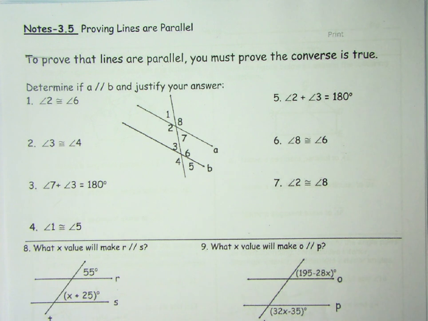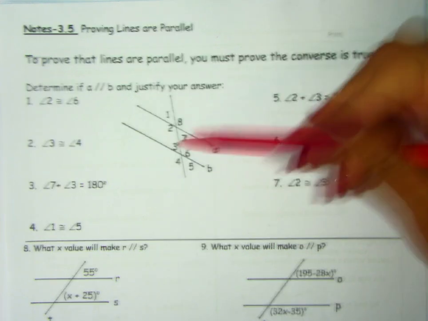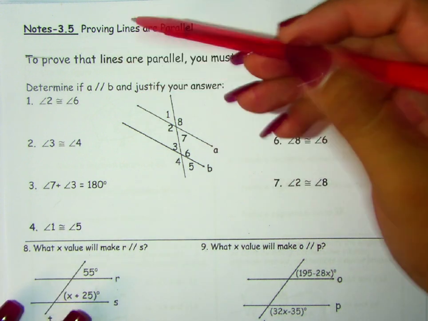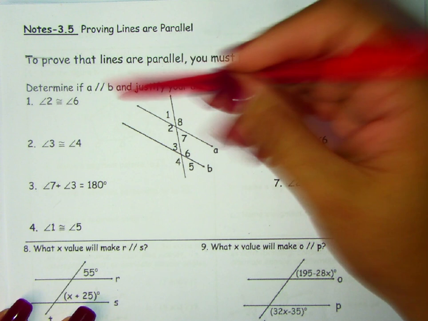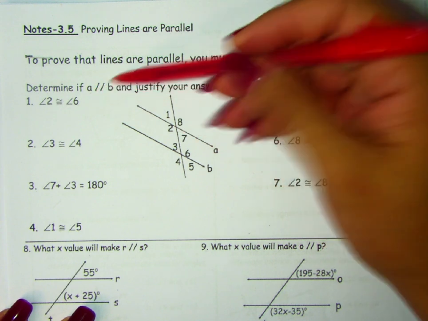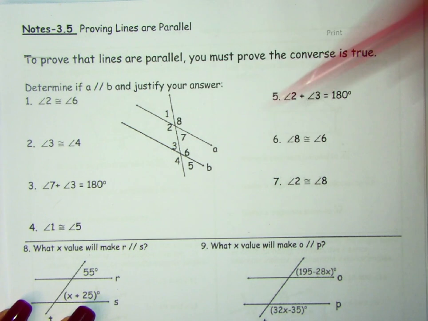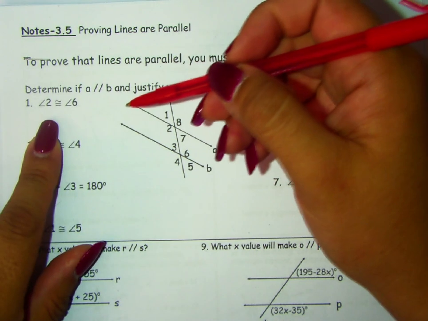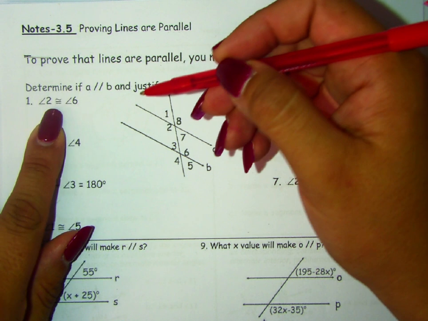Hey students, in this video I'm going to review how we can use transversals to prove that lines are parallel. In this problem, we are looking at this diagram right here, and it's asking to determine if the lines A and B are parallel, and if they are, justify why. So one at a time, we're going to look at angle 2 and angle 6. It's saying that they're congruent.